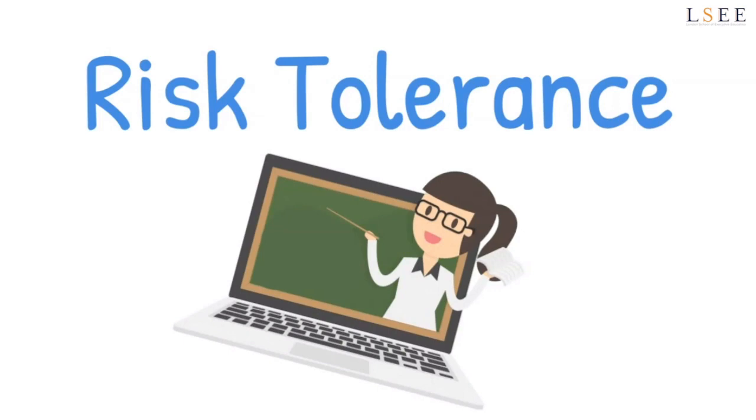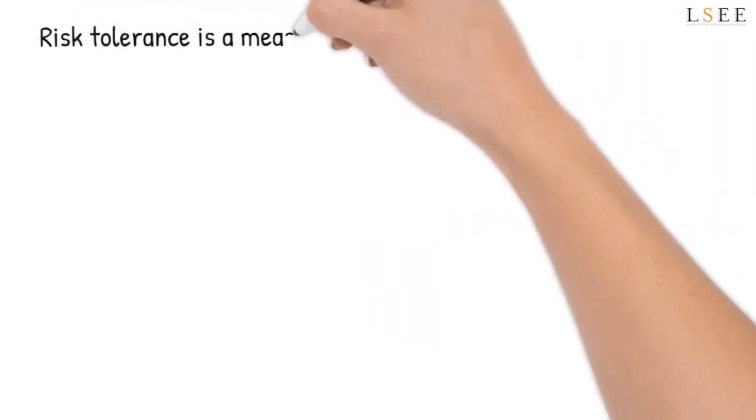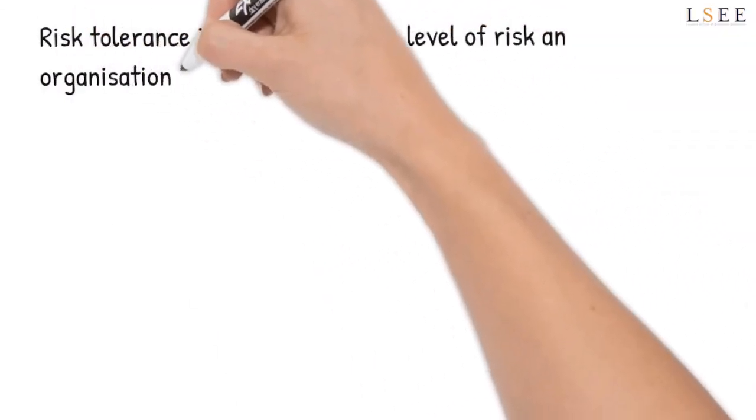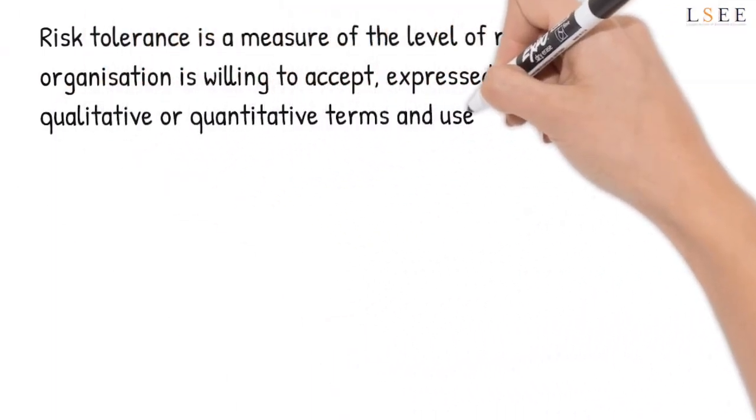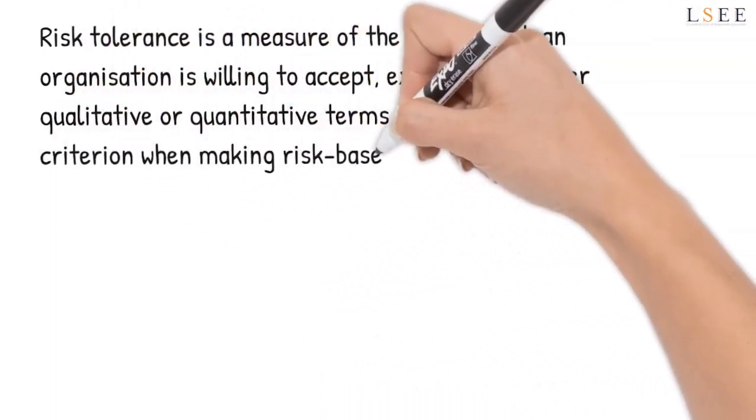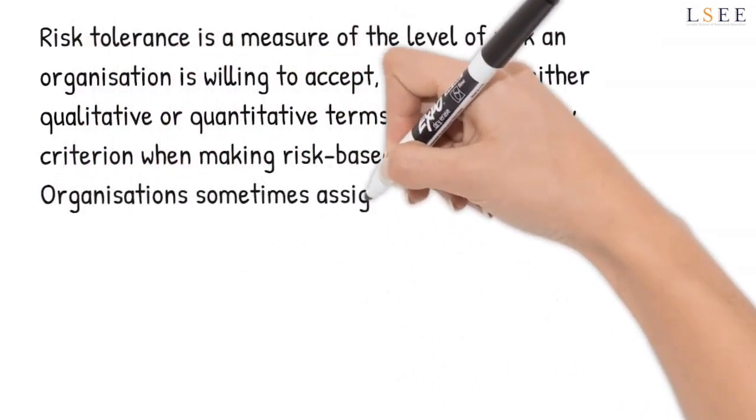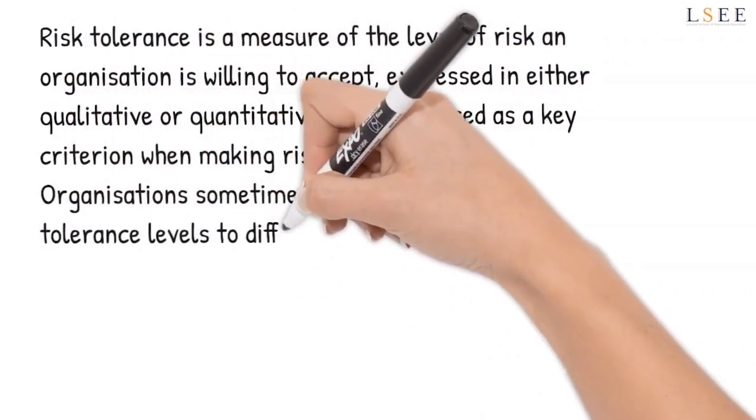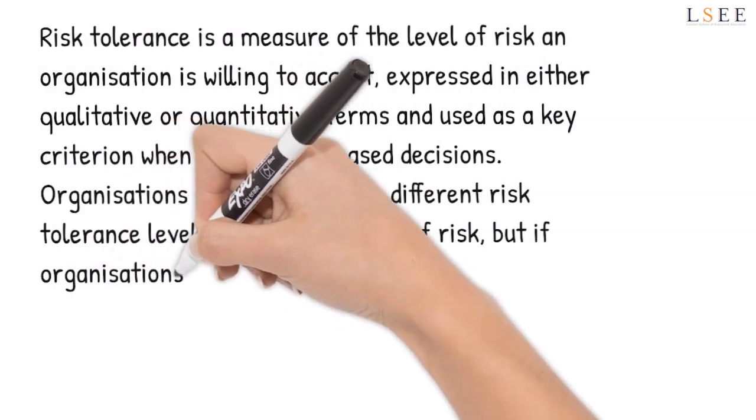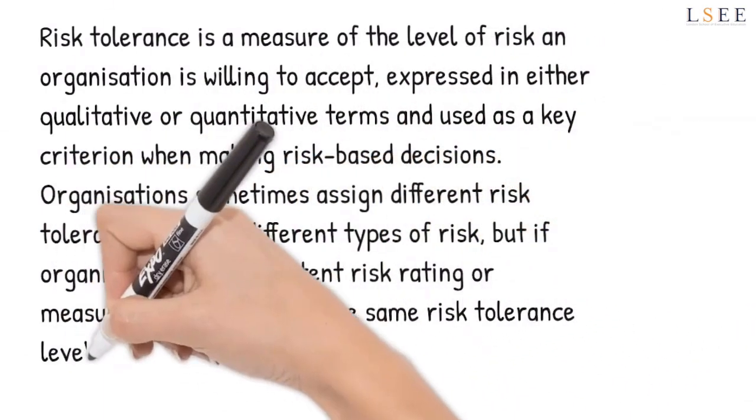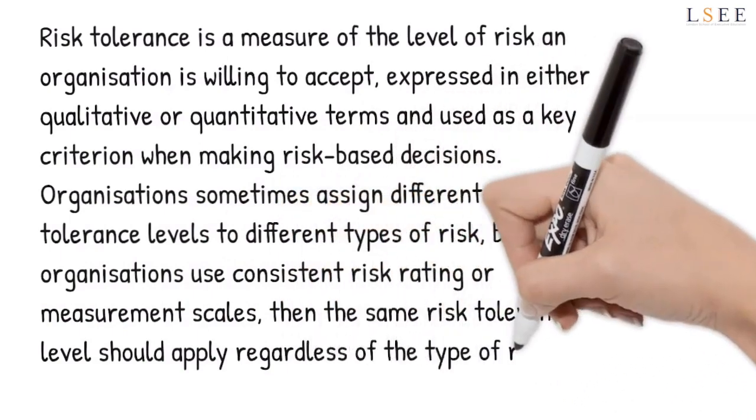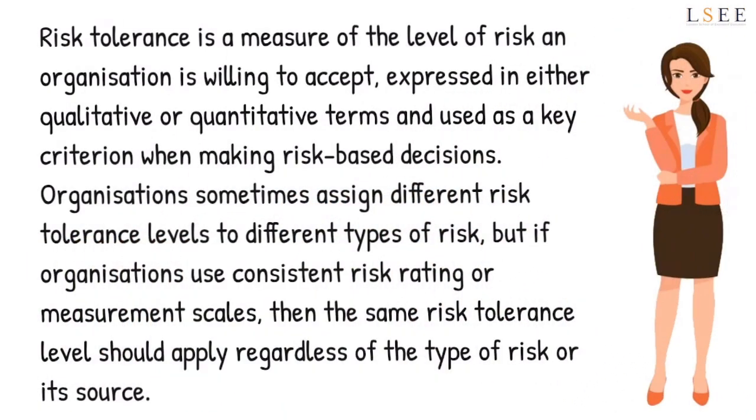Risk tolerance. Risk tolerance is a measure of the level of risk an organization is willing to accept, expressed in either qualitative or quantitative terms and used as a key criterion when making risk-based decisions. Organizations sometimes assign different risk tolerance levels to different types of risk, but if organizations use consistent risk rating or measurement scales, then the same risk tolerance level should apply regardless of the type of risk or its source.